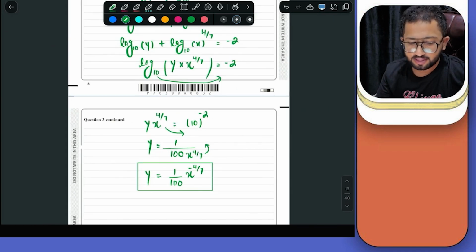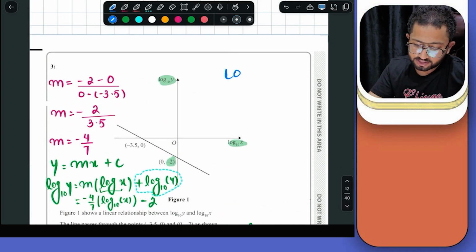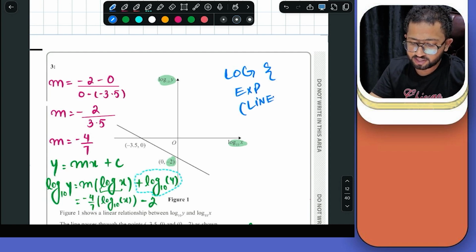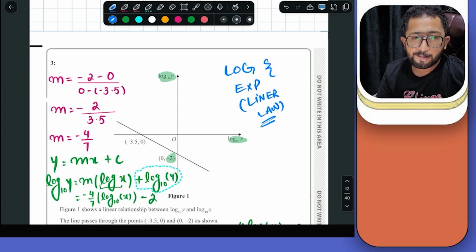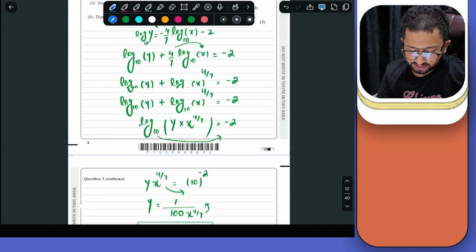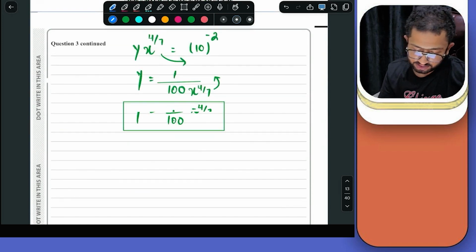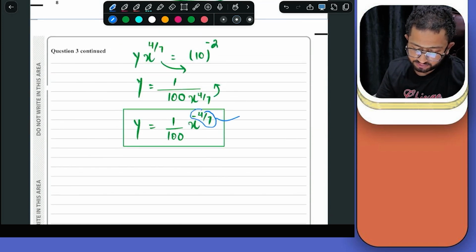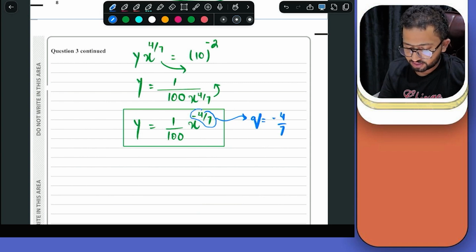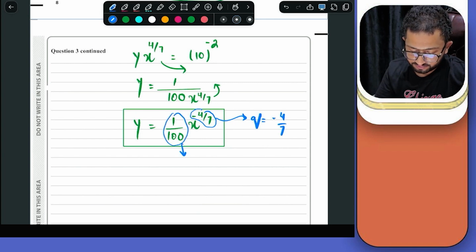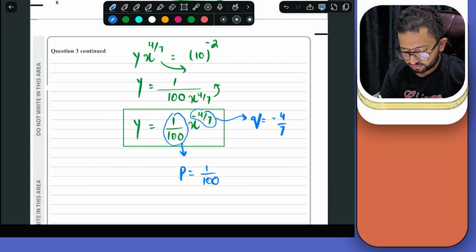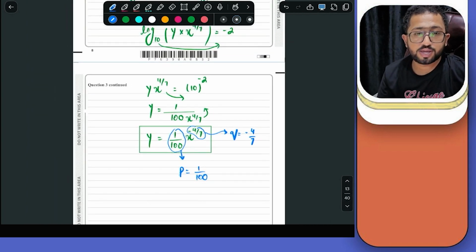easily in linear law. What type of question is this? This type of question is related with log and exponential. Another name of this chapter is actually linear law. I hope everyone can understand. So P should be a rational number, and Q also should be rational. So yes, that is our Q, and that is our P. Okay, let's move forward.